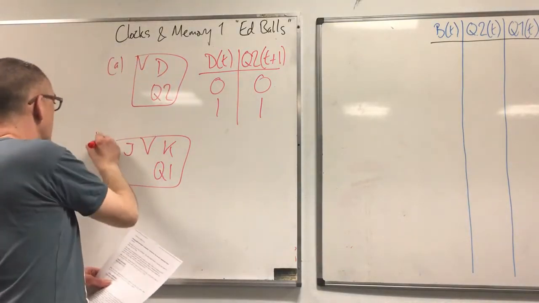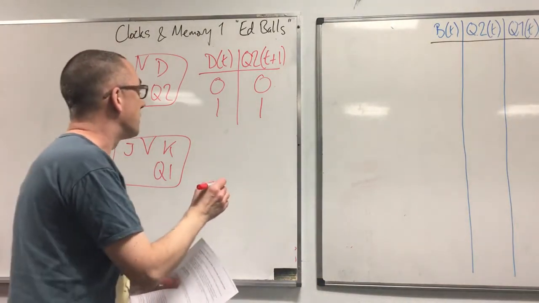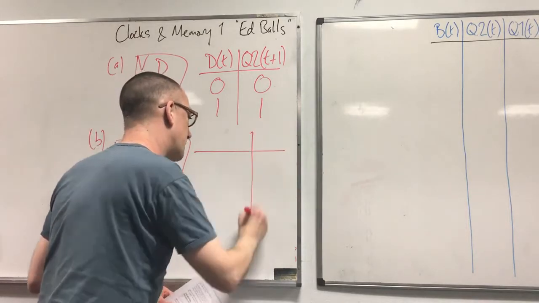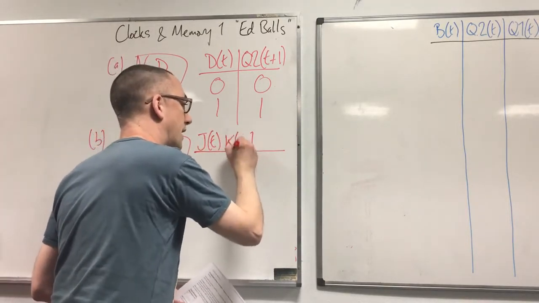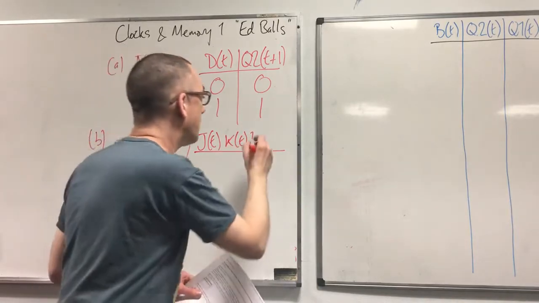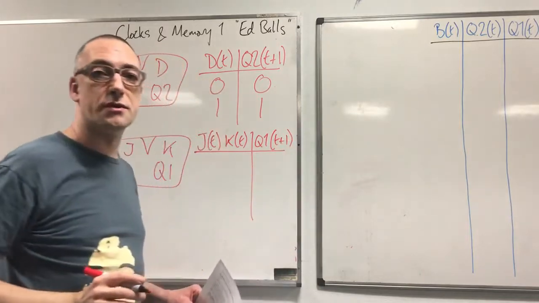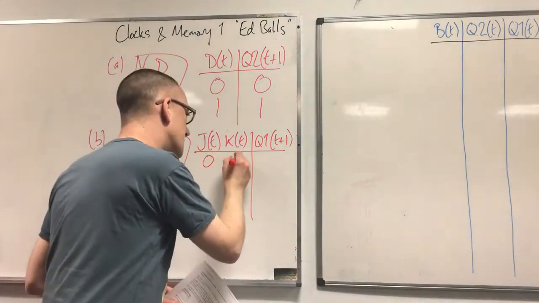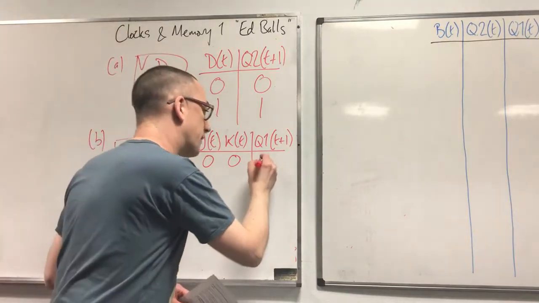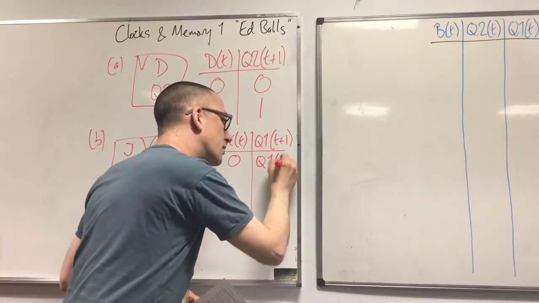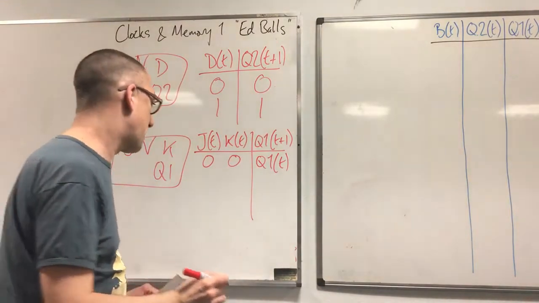Now for part B, we're asked to give the characteristic table for the JK flip-flop. This time, we should have columns for J of t, the set signal, and K of t, the reset signal. And we should give an output column for Q1 of t plus 1 in terms of Q1 of t. So if we send neither set nor reset, then the flip-flop should stay the same, and we should have Q1 of t as the value of Q1 of t plus 1.